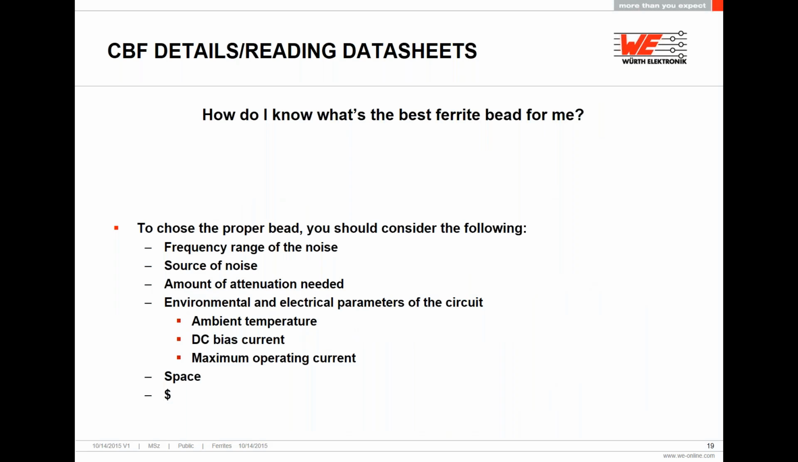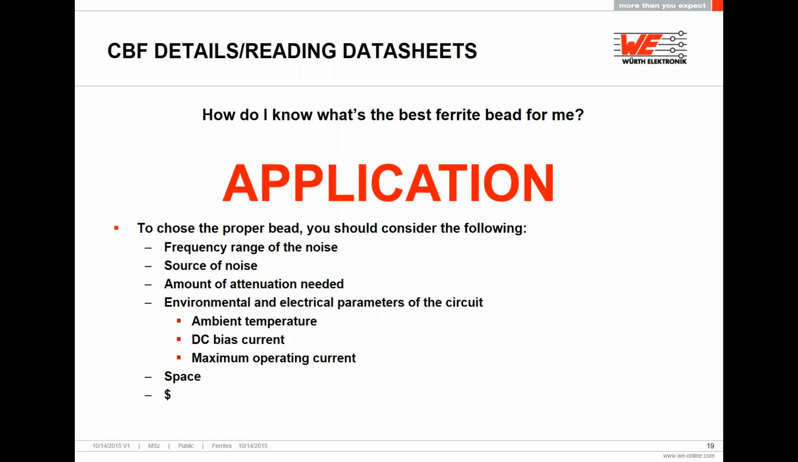So how do you choose a chip bead ferrite? Well, the answer is pretty much that it depends. Based on your application, you need to take into consideration the frequency range of the noise, also the source of the noise, the amount of attenuation needed, the environmental and electrical parameters of the circuit, and as with everything else, space and cost. So it becomes a trade-off between all of these considerations based on the priorities of your situation.